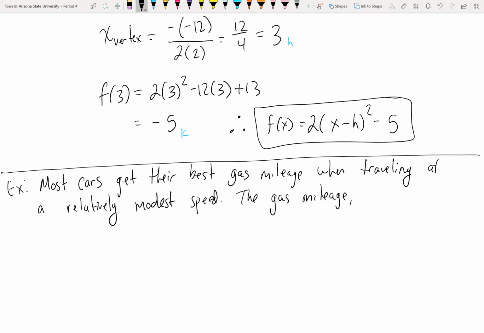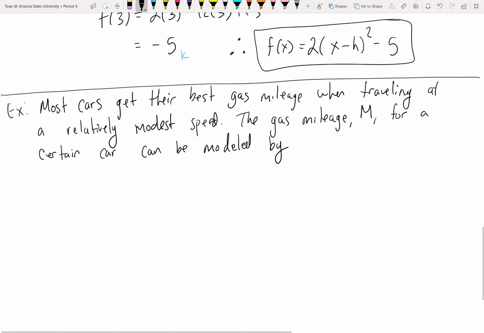And in this problem, they define your variables for you. They use a capital M for gas mileage for a certain car, which can be modeled by, and they did the hard work for you. They came up with the formula, so they're going to give it to you. You don't have to figure it out. M of s, right? So don't get freaked out. Instead of f of x, they switch the variables. M of s, same thing. M of s equals -1 over 28 s squared plus 3s minus 31.